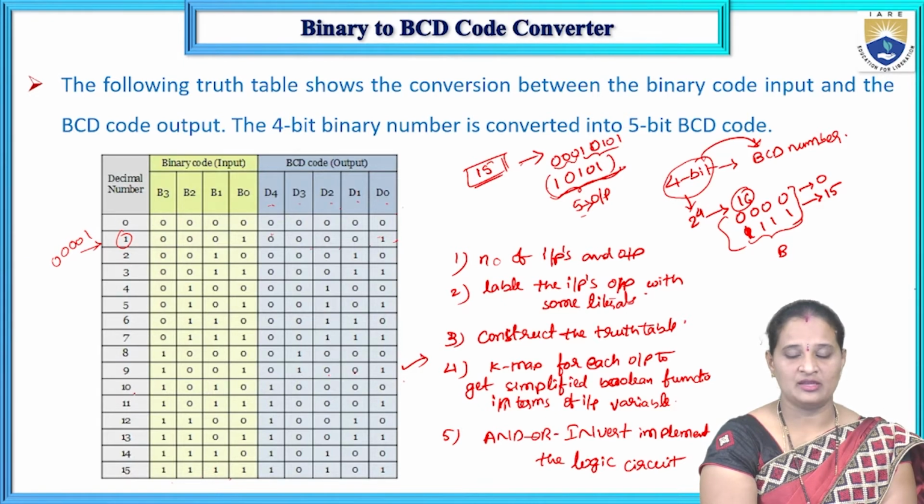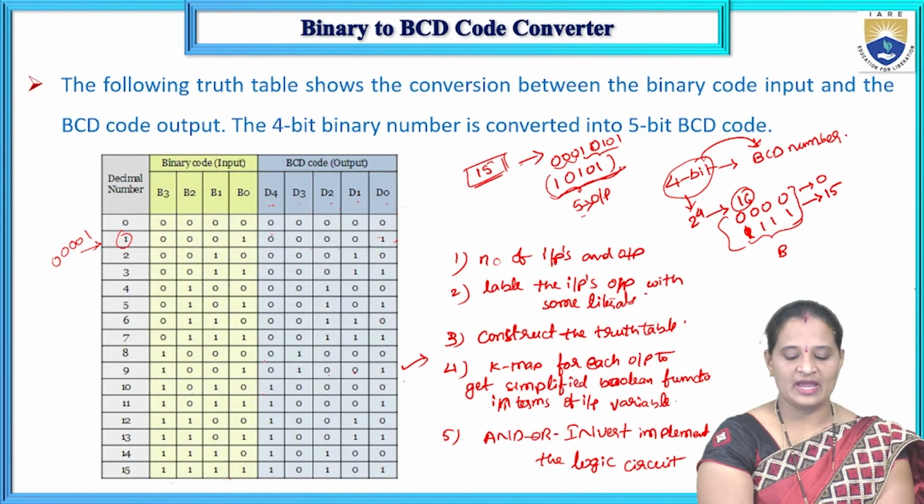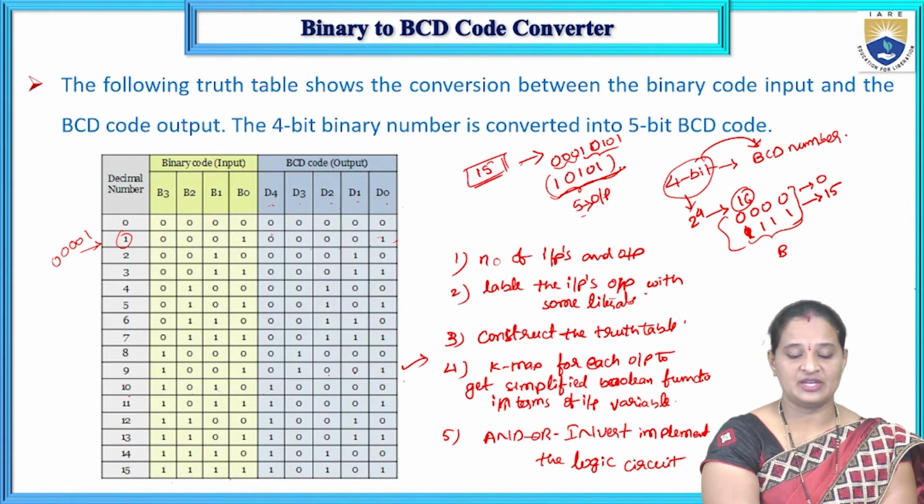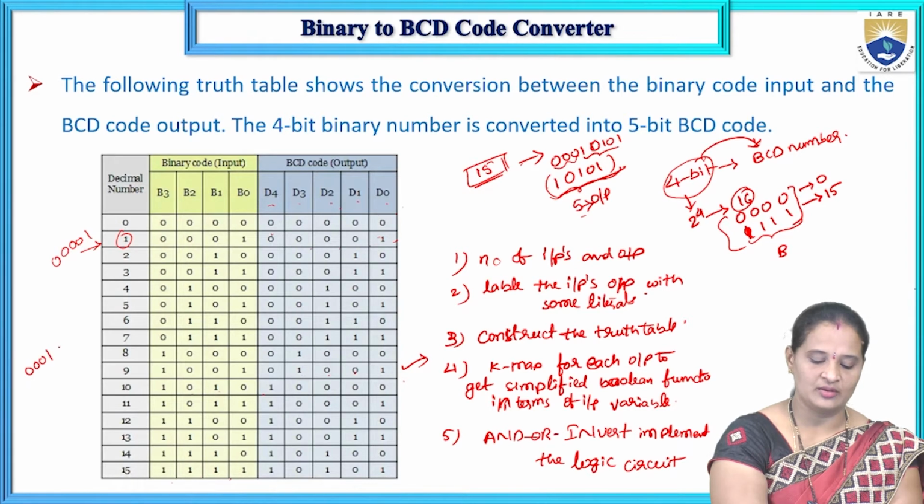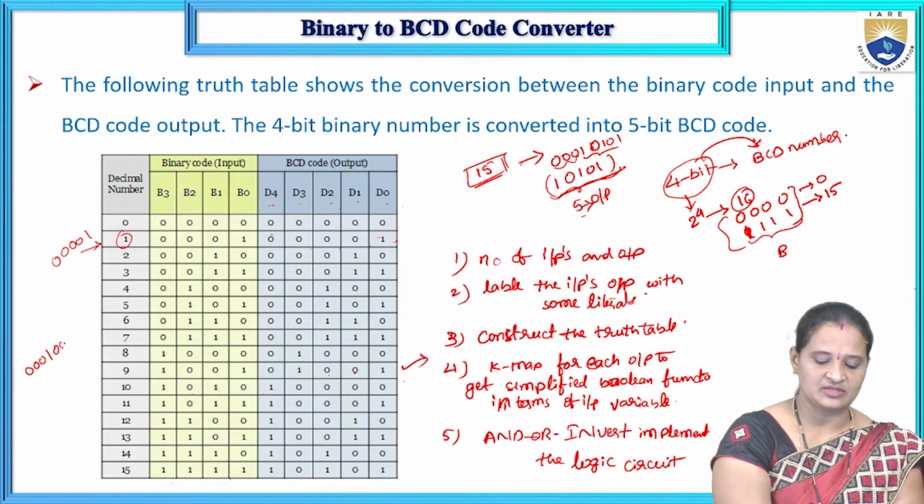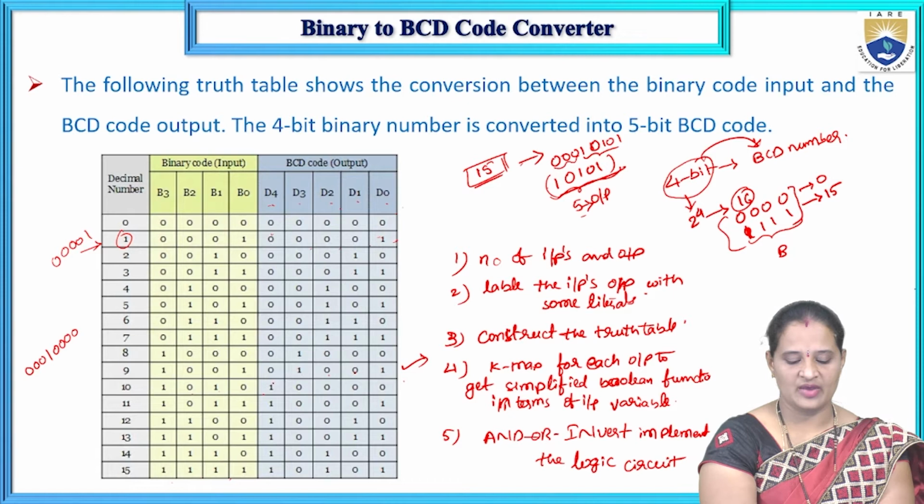Now coming to the 10 here. 10 in binary is represented as 1010, whereas in BCD, 1 is represented as 0001 and 0 is represented as 0000. So that is why we got the BCD code for 10 as 10000.